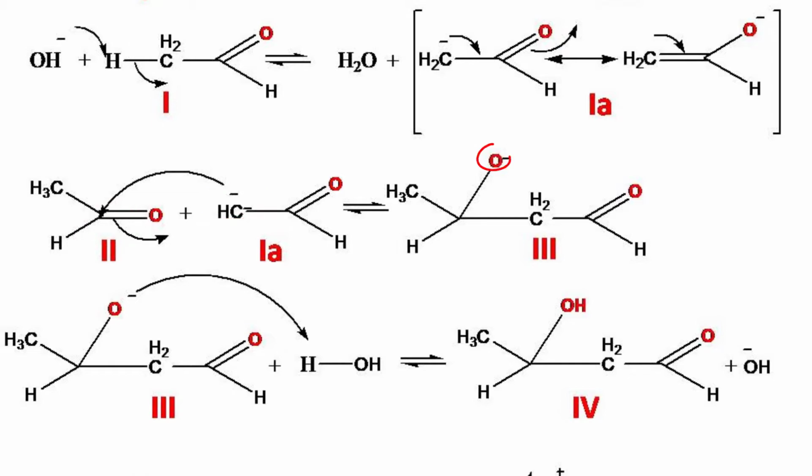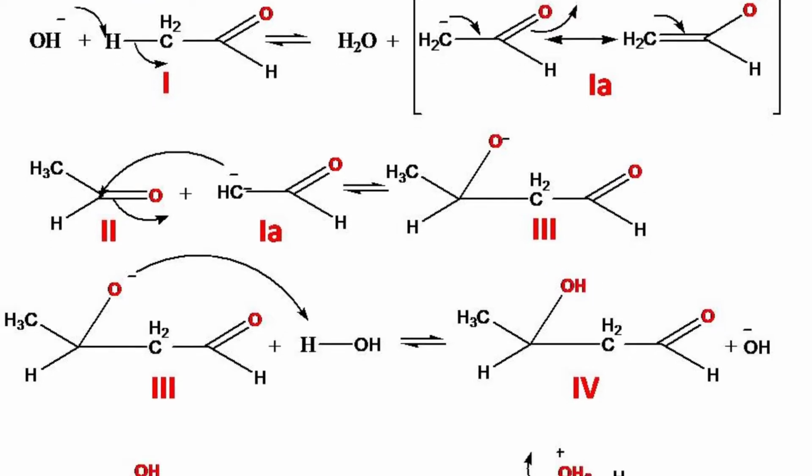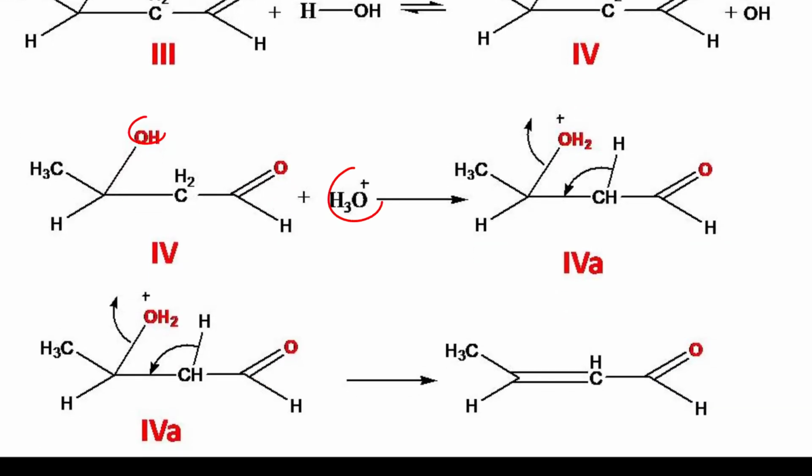This O- now attacks a proton of water, making it a hydroxyl group. This then reacts with an acid, making it a hydroxonium ion, OH2 plus, and this then helps in liberation of a water molecule, and then we have an alpha-beta unsaturated aldehyde.